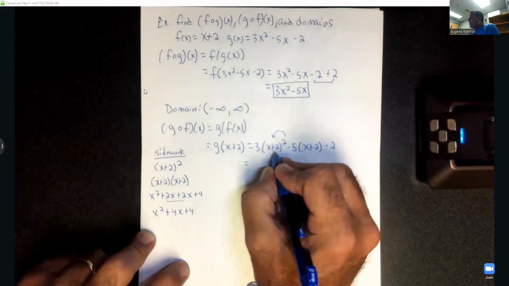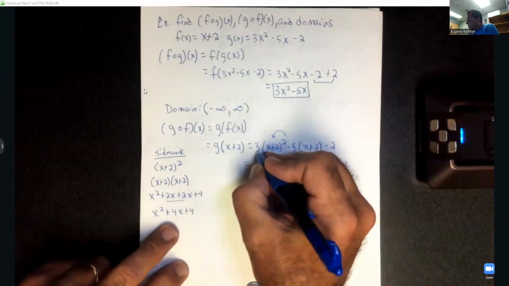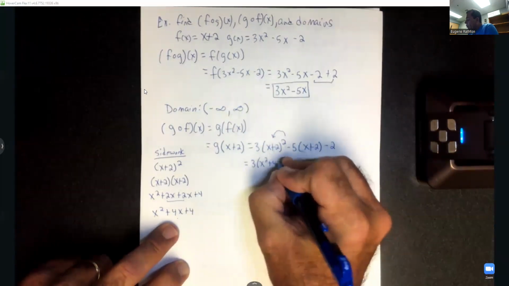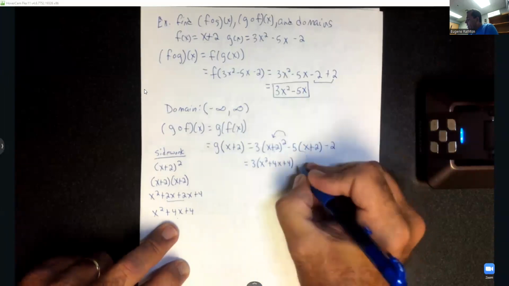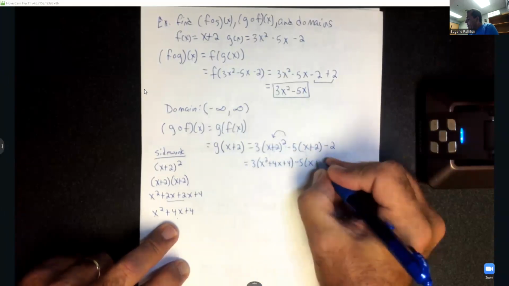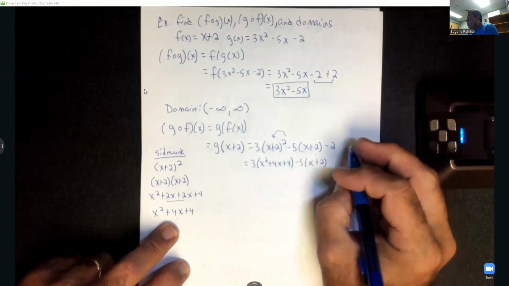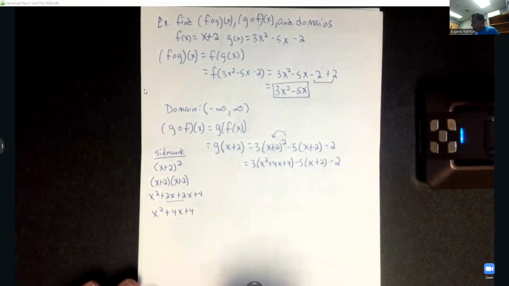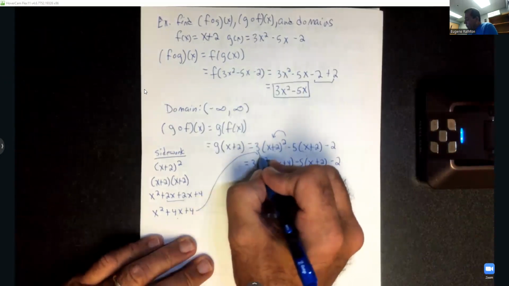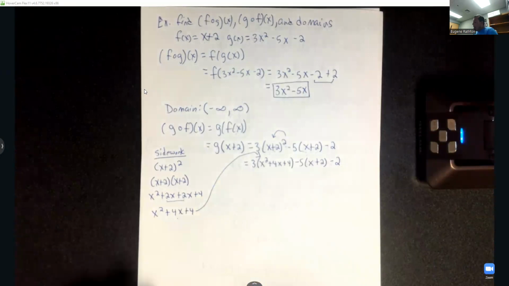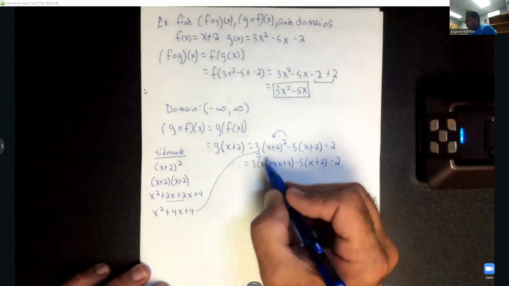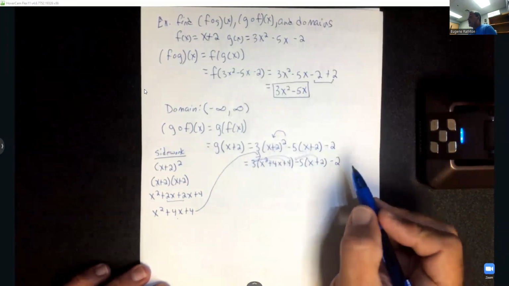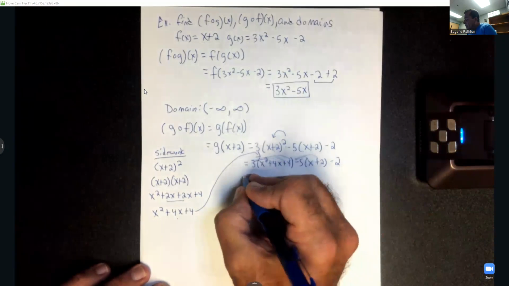I'm now going to replace the x plus 2 squared with this. So bring down the 3, put in our x squared plus 4x plus 4, and then I'm just going to bring the rest of it down: minus 5 times x plus 2, minus my 2. So this went into that. Now, to get rid of parentheses, I'm going to distribute the 3 through the first ones, the negative 5 through the second ones, and then I'll bring down that negative 2.